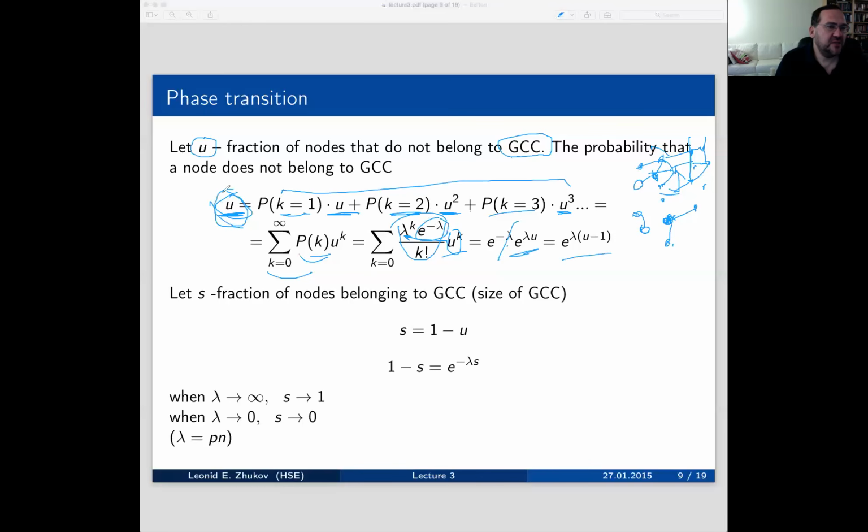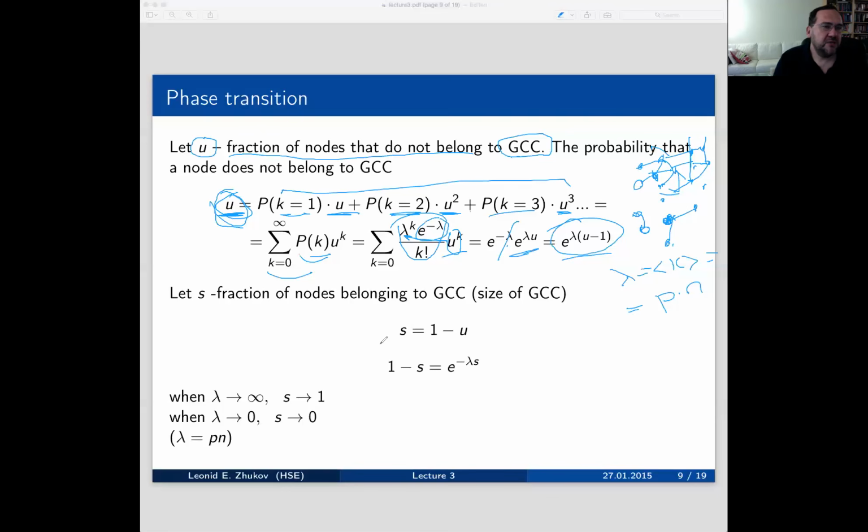Okay? So what we did is we actually created a so-called mean field equation for the parameter u. So it is u equal to e to the power lambda times u minus 1. And the solution of this equation, u, is the fraction of the nodes that do not belong to a gigantic connected component. And just to remind you that lambda is what we also called k average, the node degree, which is p times n. So lambda actually contains the parameters of the model, contains probability and contains n.